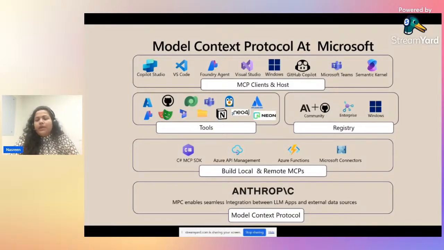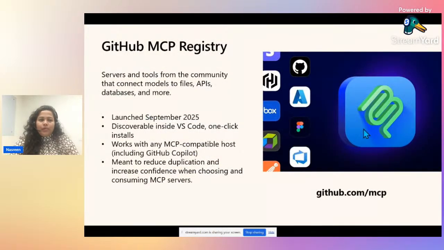at Microsoft, right? Now, the next thing I want to talk about is the GitHub MCP registry. So here you will find mostly servers and tools from the community, right? It was launched recently. You will find it under github.com/MCP, right? So it will work with any MCP compatible host, including GitHub Copilot. So you can go ahead, check this repository, check this registry, and try and understand it.